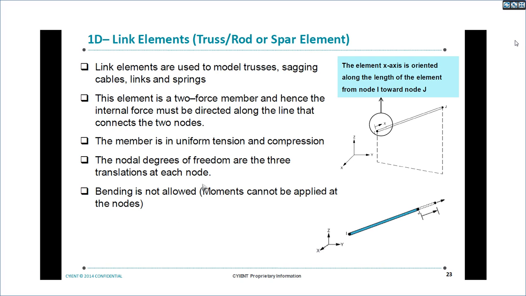Translation. Ux, Uy, Uz. So when we have translations, we can apply only force. If you want to apply moments, we need to have rho x, rho y, and rho z. That way, if we have that, then we can apply moments. For the link elements, we have only translations, no moments.